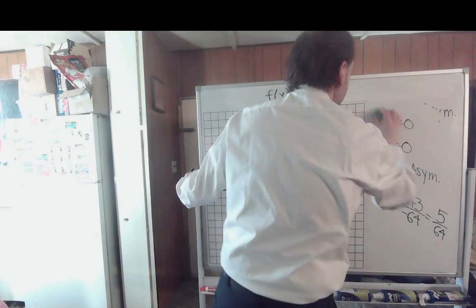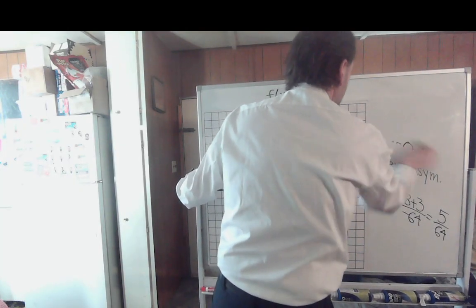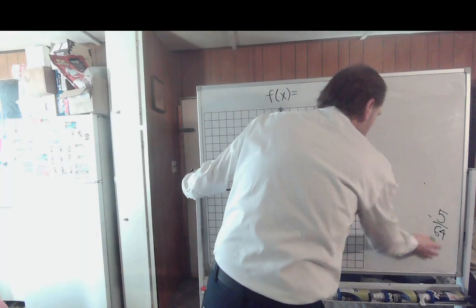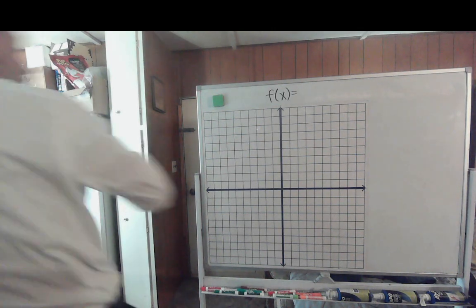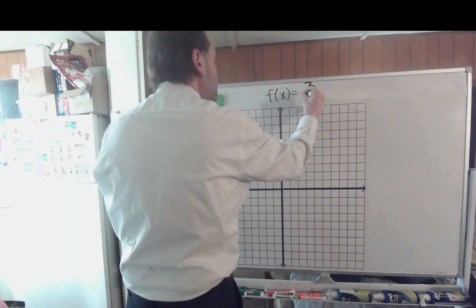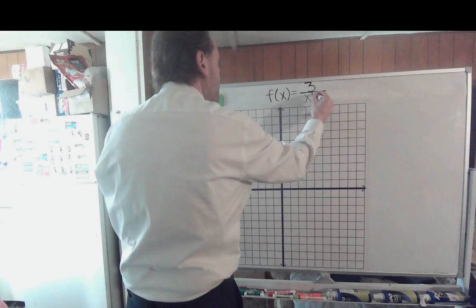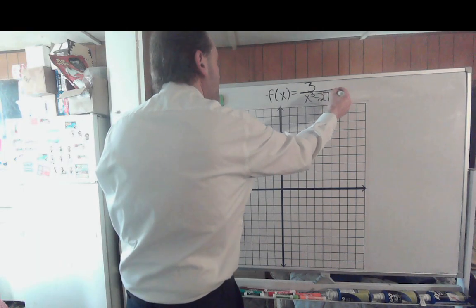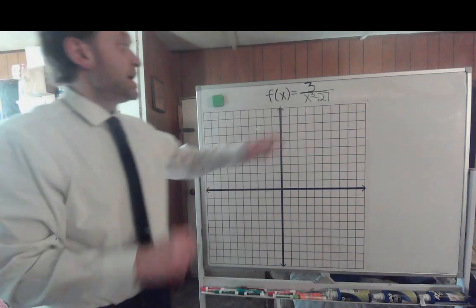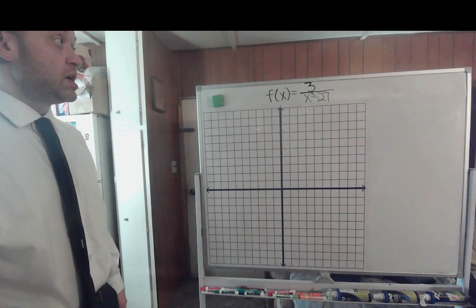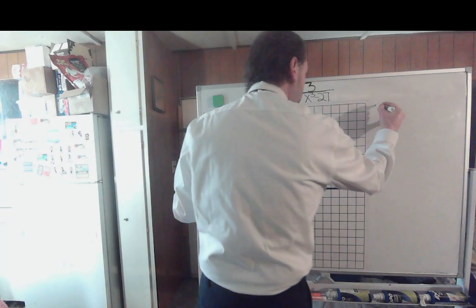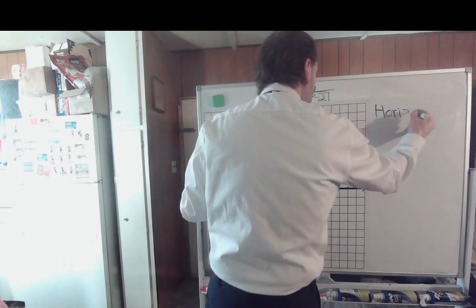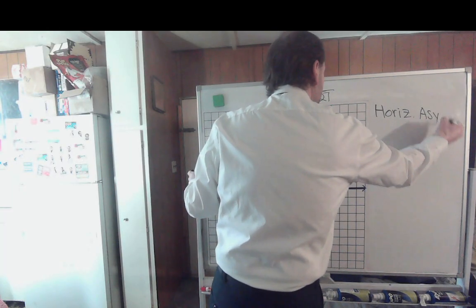All right. What about, let's see here. We have 3 divided by x to the third minus 27. So the degree of the numerator is less than the denominator, so it's very clear that our horizontal asymptote will be y equals 0. That's an easy one.